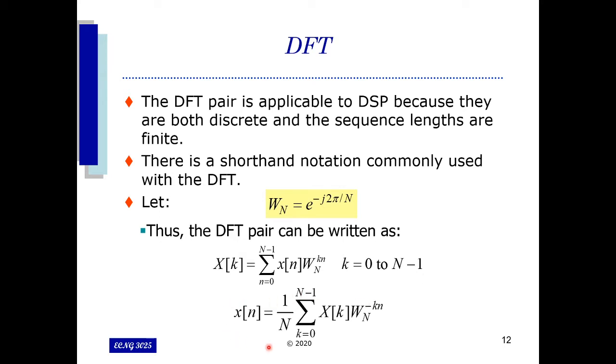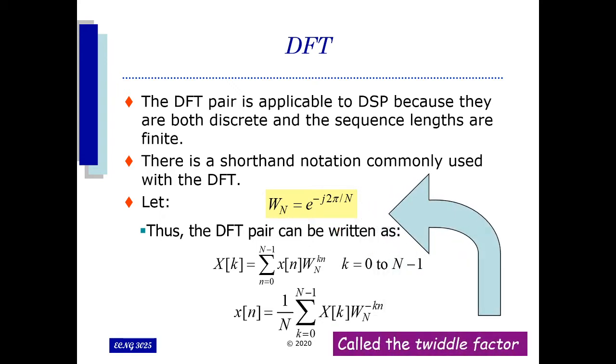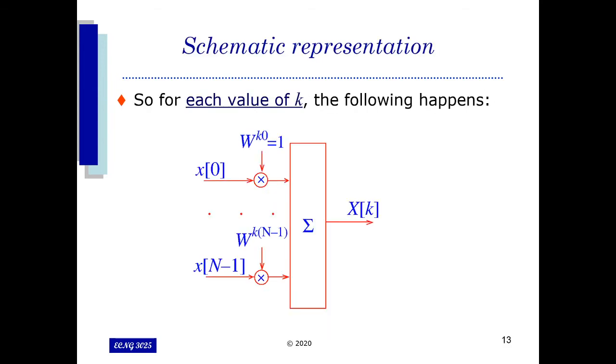The inverse DFT is represented by this equation here. Because we represent W of N here as equal to our exponent factor, this W of N is now referred to as the Twiddle factor. So for each value of k, what happens here is that we need to make sure that W to the power k times 0, then W to the power k times 1, W to the power k times 2, and so forth, multiplies by each one of the x of n components. And after we have each one of these components, we sum them up in order to get our x of k sequence accordingly.